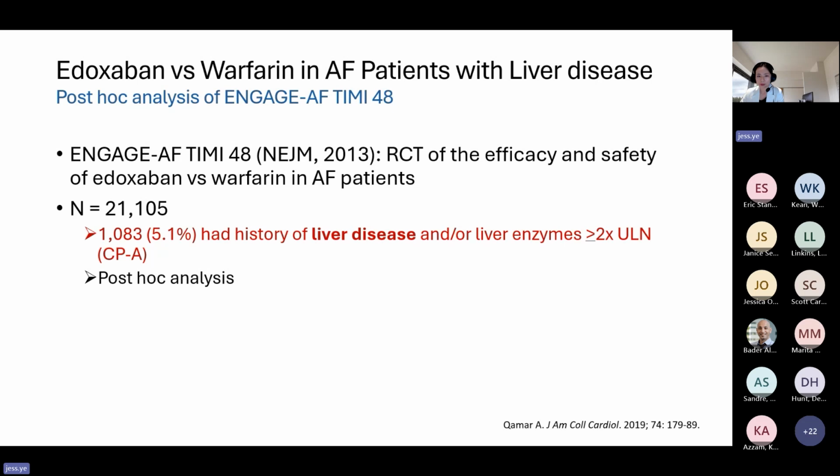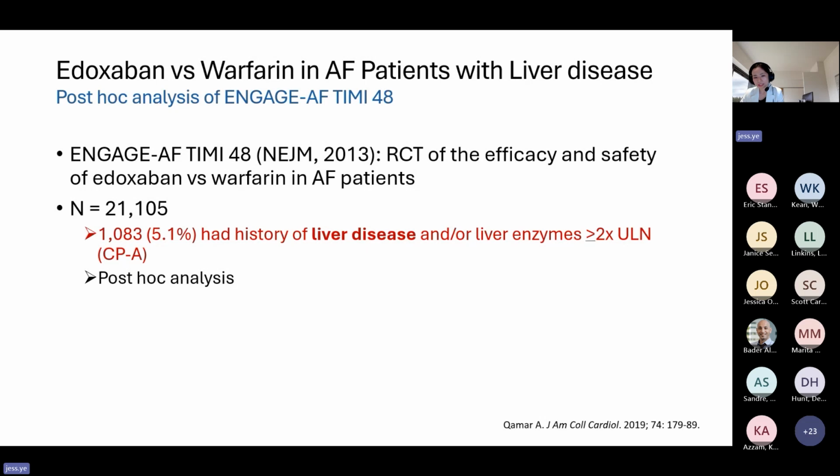5% of that patient population had a history of liver disease and/or liver enzymes that were 2 times or higher of the upper limit of normal. This original trial did exclude patients with active liver disease or persistently elevated liver enzymes. But these patients, the 5%, did not quite meet the exclusion criteria of the original trial. The post-hoc analysis was on this subgroup of patients.